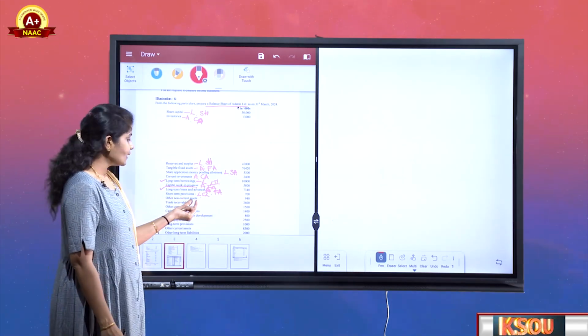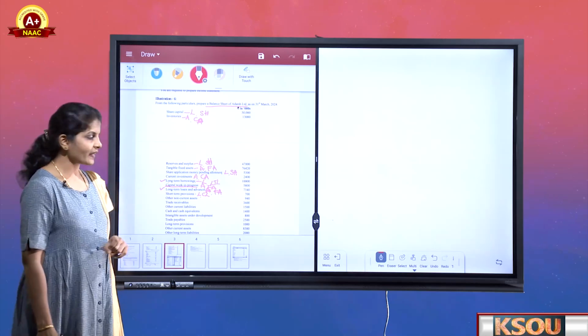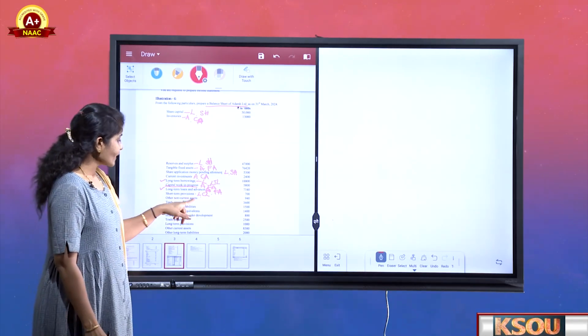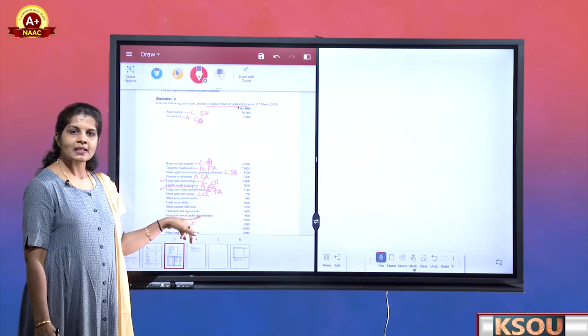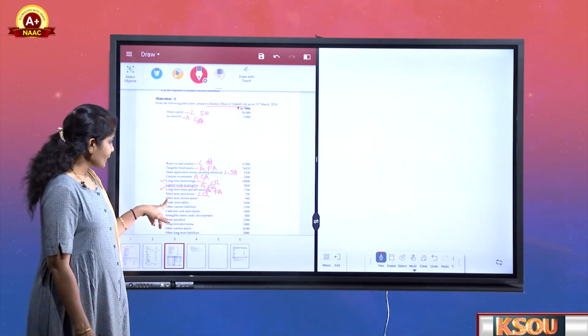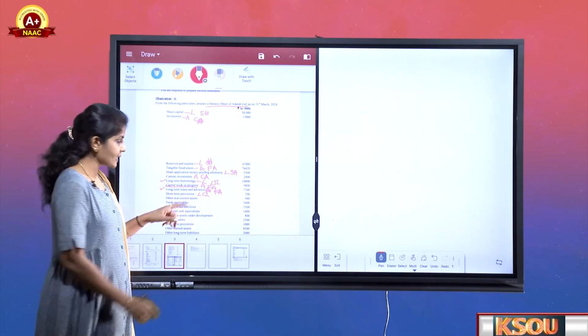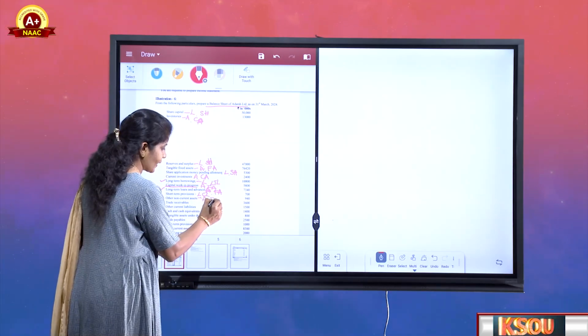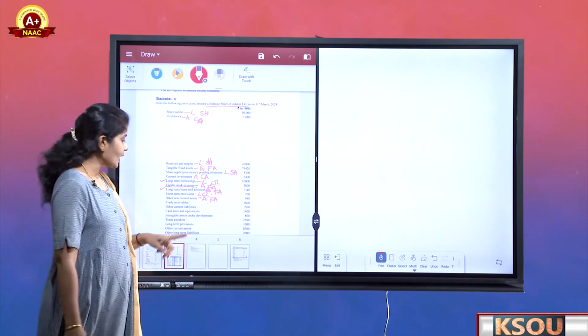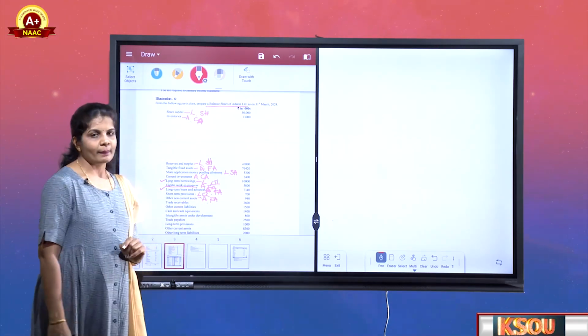Next is other non-current assets. They have specifically said it is other non-current assets. It is a non-current asset. Non-current asset is nothing but a fixed asset. It will be shown under the heading fixed asset. It is an asset and shown under the heading fixed asset.